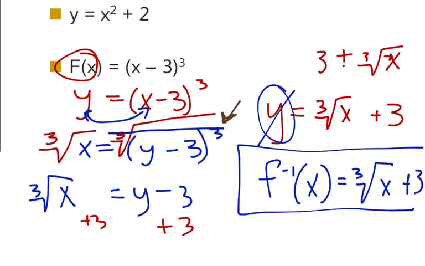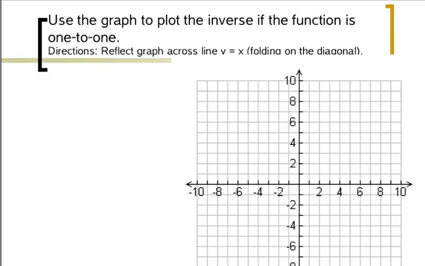And now we're finished. So it's a pretty short process. You trade places with x and y, and then you isolate the variable, the y, and then you're done. You've got your inverse. Okay, so now we're going to go ahead and take a look at graphing the inverses.